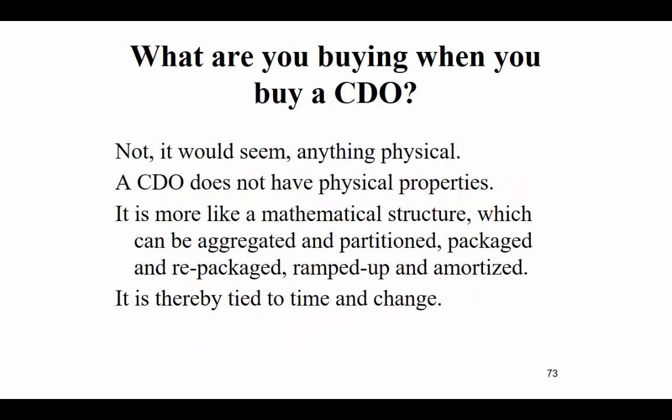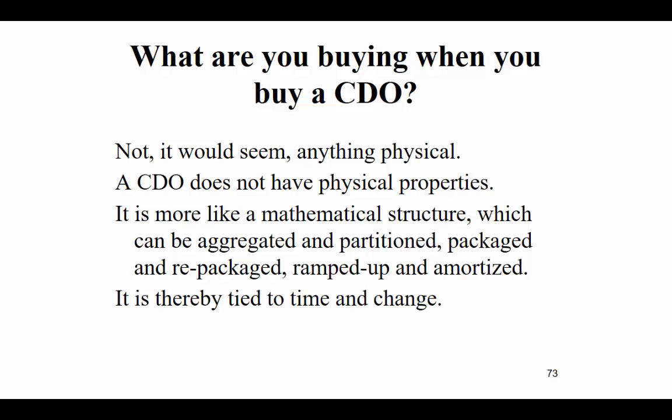Anyway. So what are you buying when you buy a CDO? You're not buying something physical. What you're buying is something like a mathematical structure with some kind of relationship to things like condos, the dispositions of owners of condos to pay back the mortgage, which will be a statistical thing. And what goes on with CDOs is that they get aggregated with other CDOs, or they get partitioned or repackaged and rebranded. So they're historical entities. They're not physical.